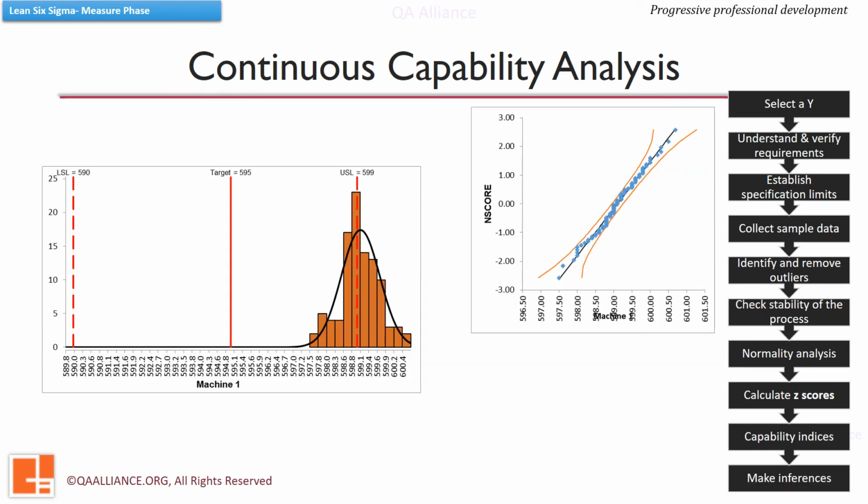This is the distribution of Machine 1 data. We can see that the data is normally distributed. The process is quite off-centered and moved beyond the USL.